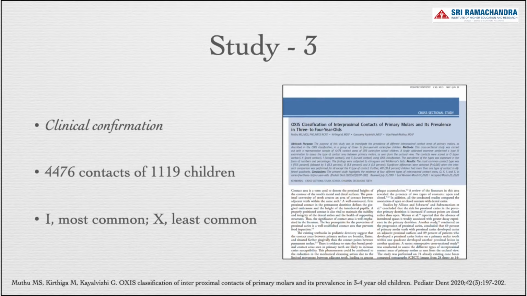The first clinical confirmation of OXIS contacts was done in a study published in Pediatric Dentistry in 2020, where a cohort was recruited from Pondicherry. The number was 1,119 children who were all caries free when they were recruited, who had 4,476 contacts. Now, this is the cohort which we followed up for our prospective cohort study.